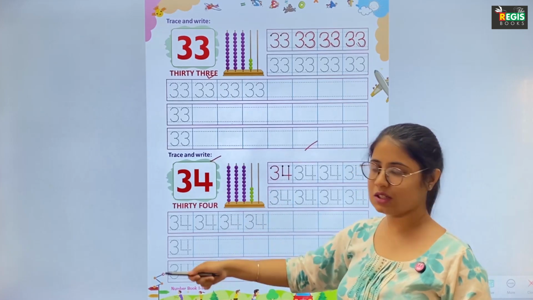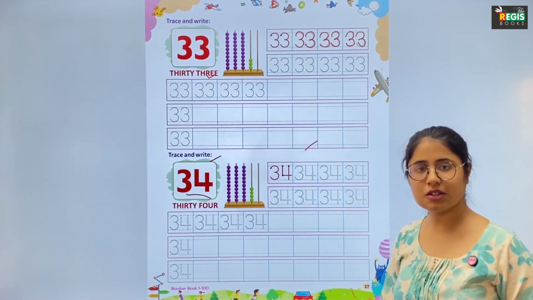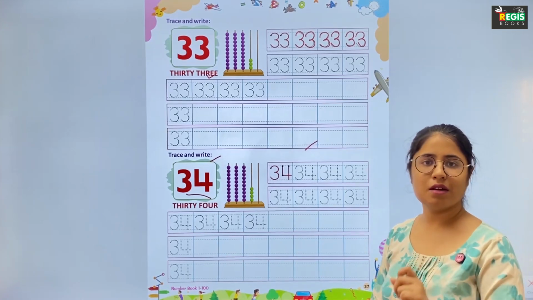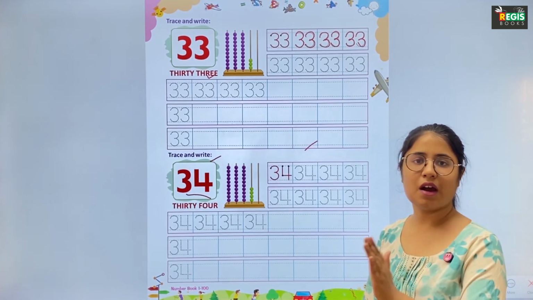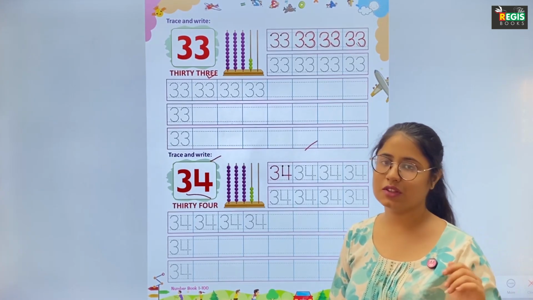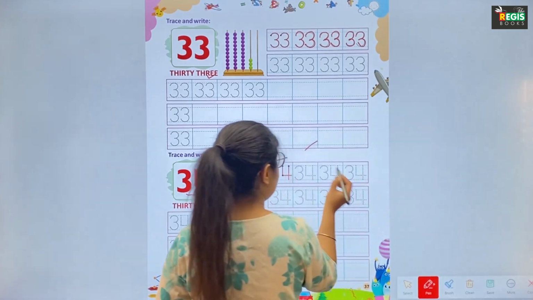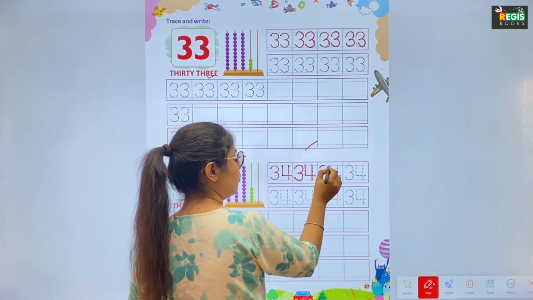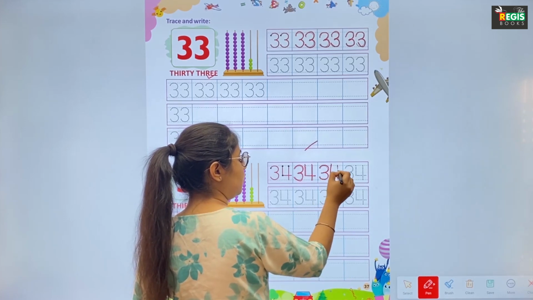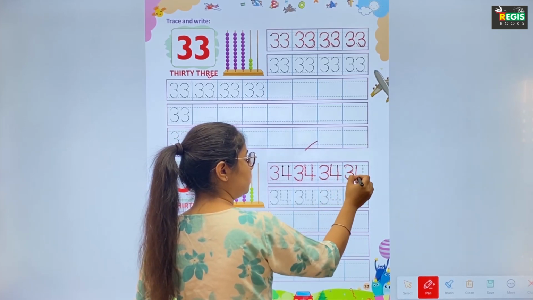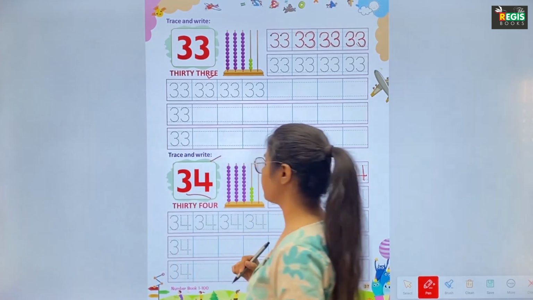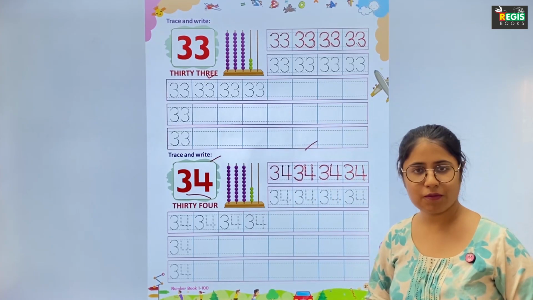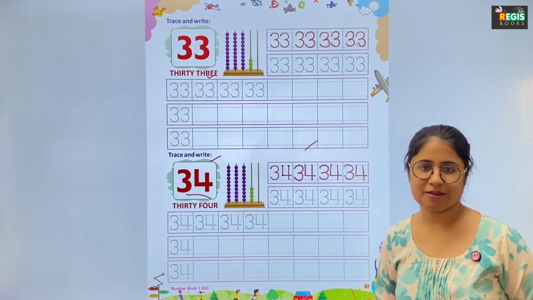Trace and write 3, 4, 34. These are 34 dots. We write the number 34 by writing 3 and 4 together. Let's trace with me. First write 3, then 4. 3, 4, 34. And similarly आप rest of the boxes में number 34 लिखकर इसकी practice करोगे.